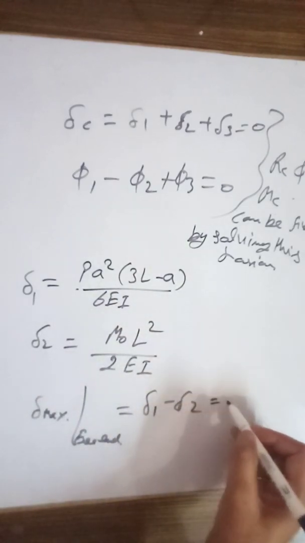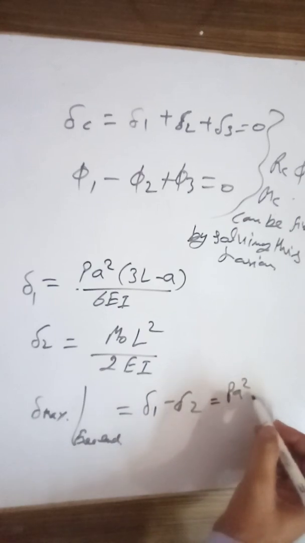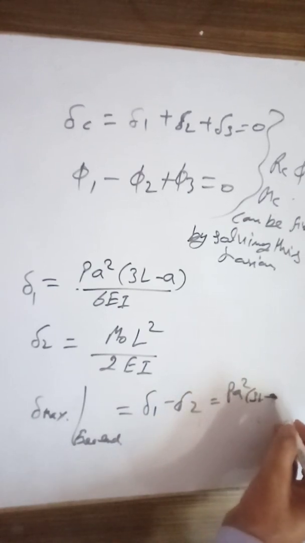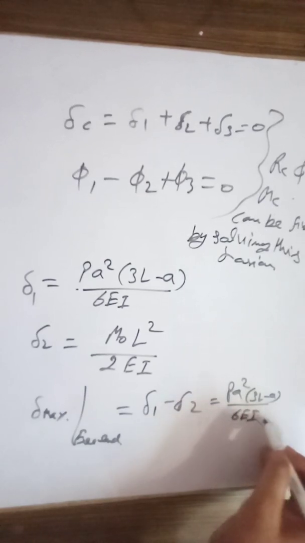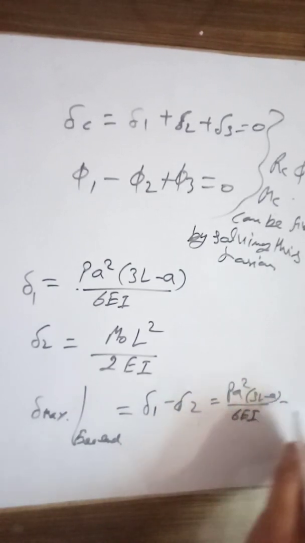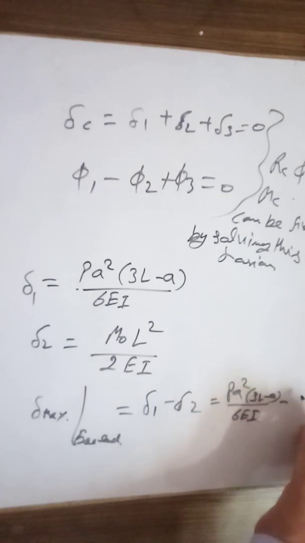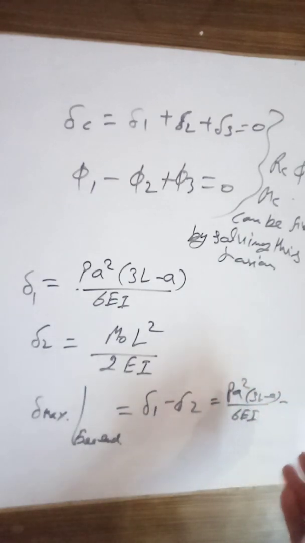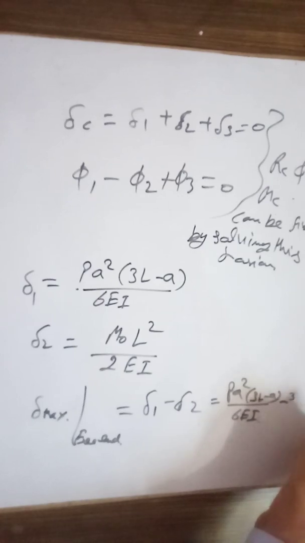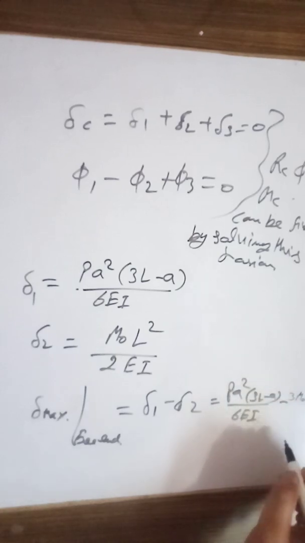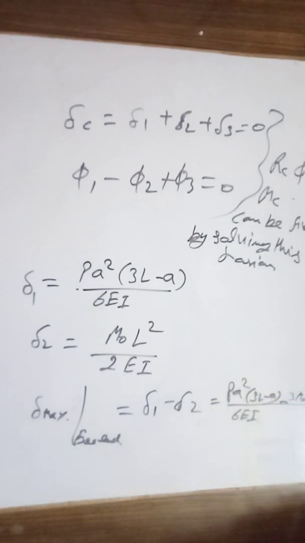So finally you will get p a square (3l minus a) over 6 ei minus, let me write it here, m naught l square over 2 ei, like this. So hopefully you are getting the idea about the method of superposition. Okay, thank you for watching the video.